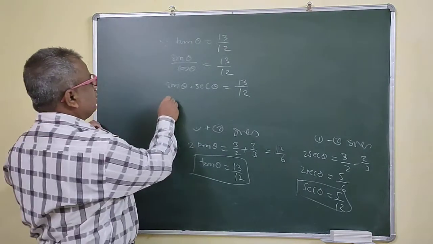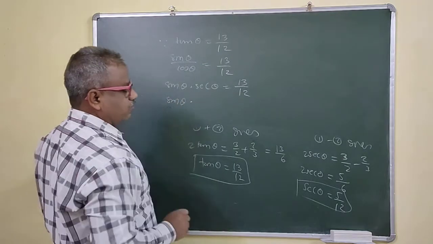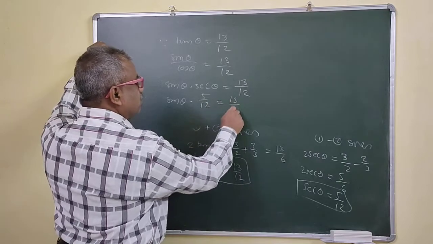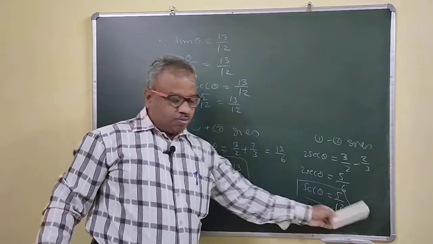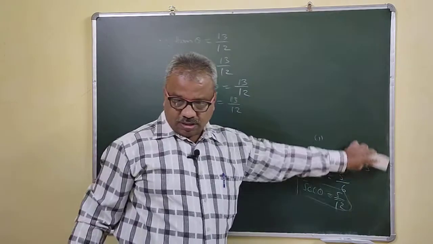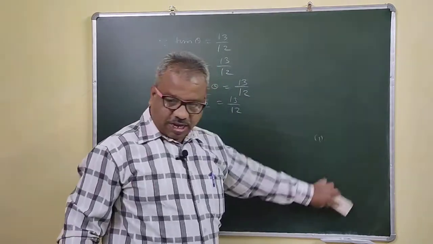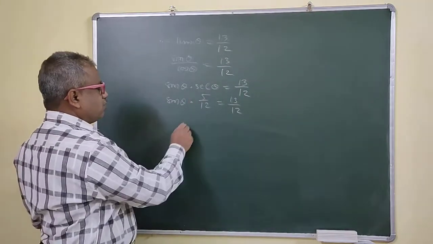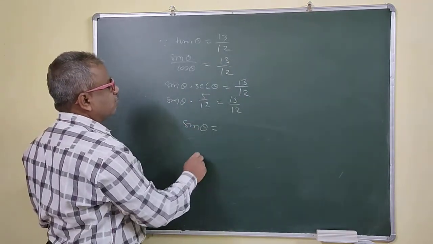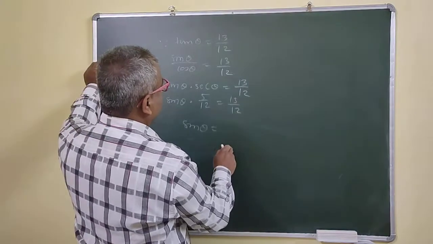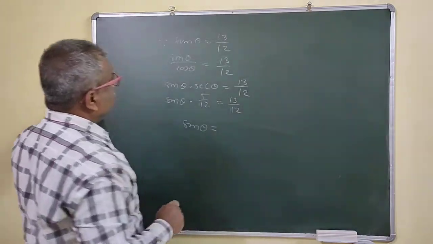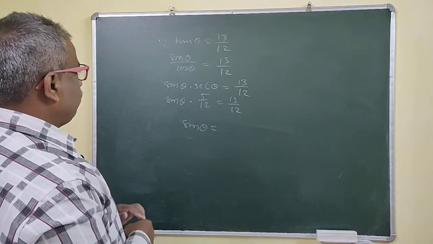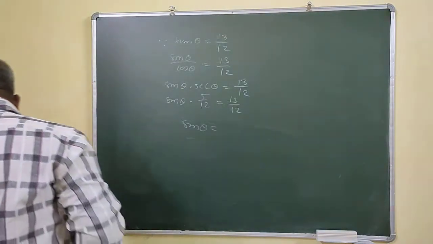Now you can put the value of sec theta. So sec theta is what then? Sin theta into sec theta, with sec theta being 5 by 12, is equal to 13 by 12. Both sides have denominator 12, so multiply by 12 on both sides, the 12 gets cancelled, and you can divide by this 5. So sin theta is equal to 13 by 5. How is it possible? It is not possible.